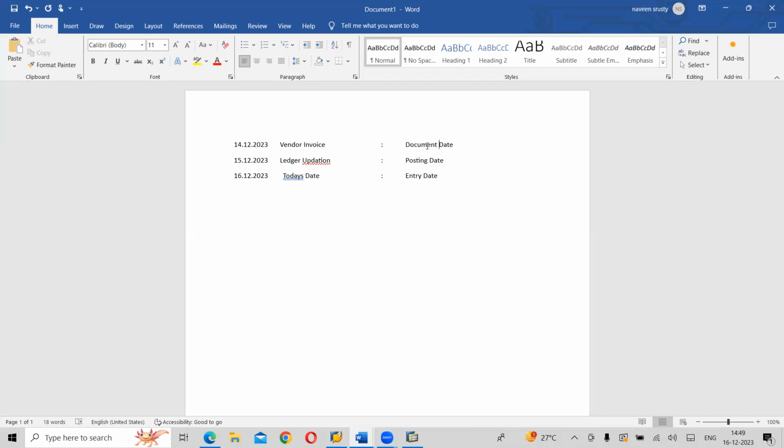Understood? What do you mean by document date or invoice date? Write down party in the sense, write down in the bracket: vendor slash customer slash employee, etc. Okay. Write an example. 14-12-2023, vendor invoice date.